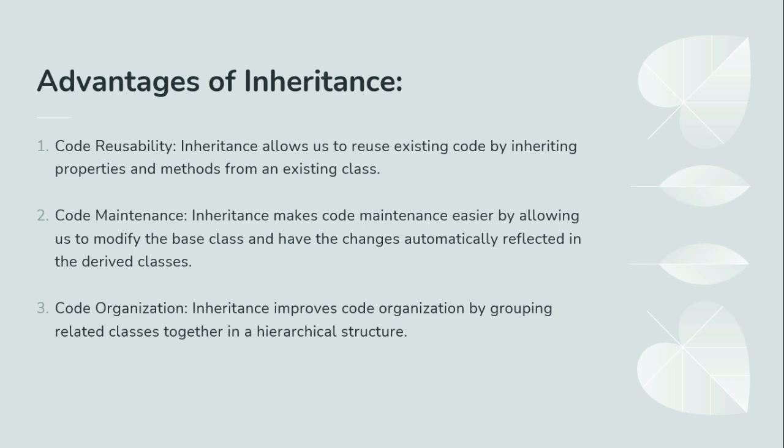So these are the basic advantages of inheritance. First is code reusability. Inheritance allows us to reuse existing code by inheriting properties and methods from an existing class. Code maintenance: inheritance makes code maintenance easier by allowing us to modify the base class and have the changes automatically reflected in the derived class. And code organization: inheritance improves code organization by grouping related classes together in a hierarchical structure.